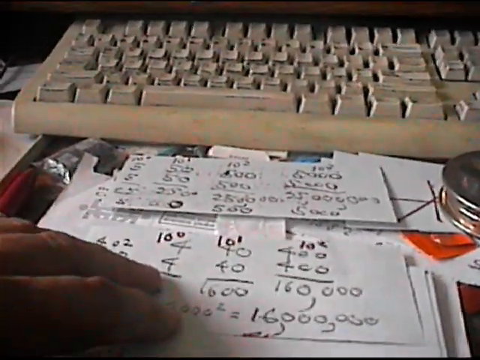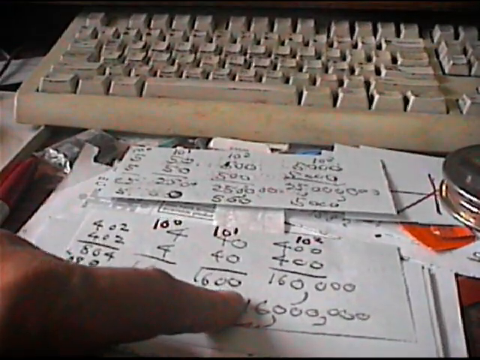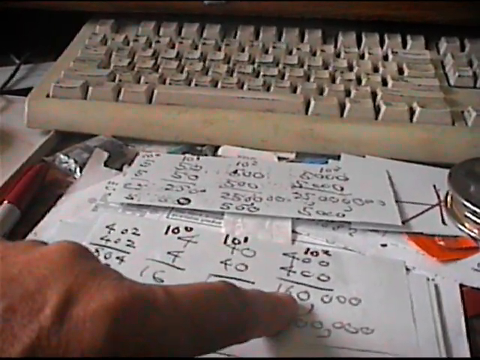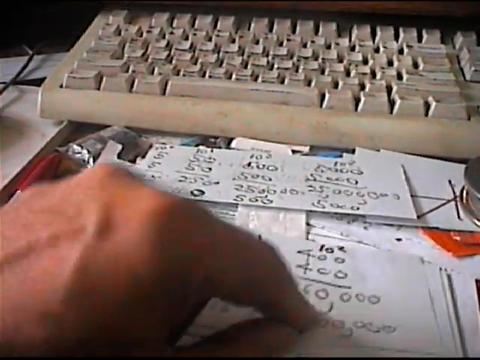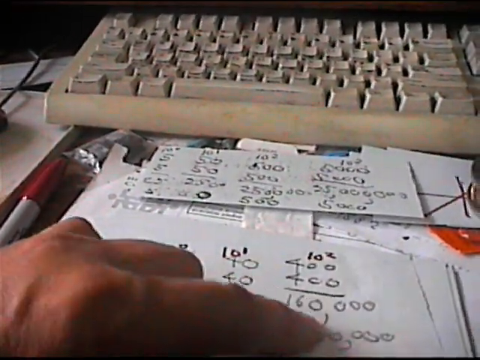So okay, we made our chart. Now we're going to try to find the square root of one of these numbers. Let's pick the third column here. 4 times 10 to the 2 equals 160,000. It's a six-figure number there.